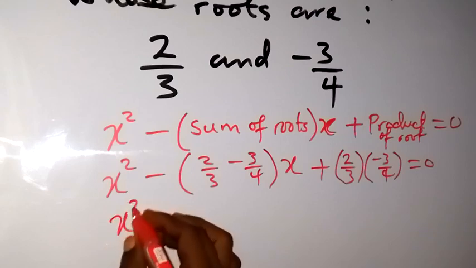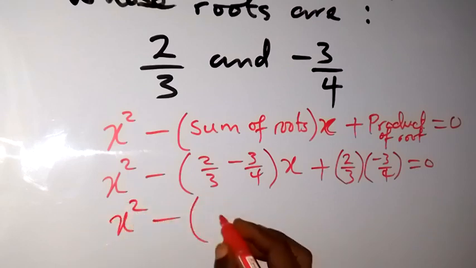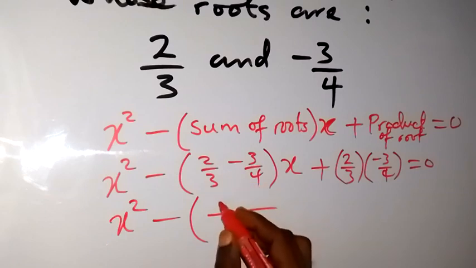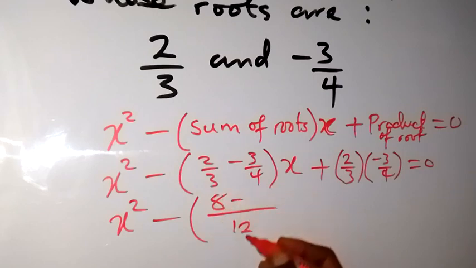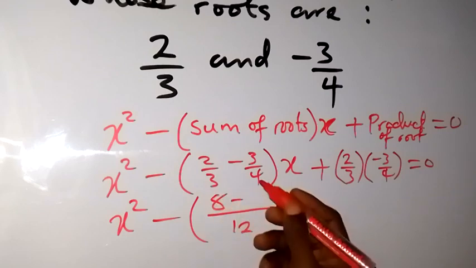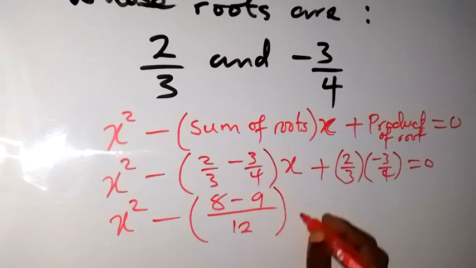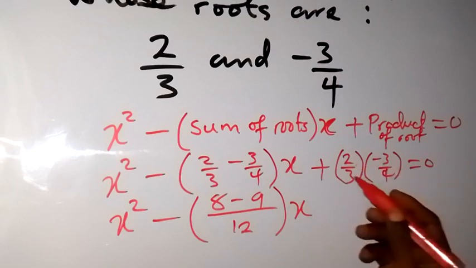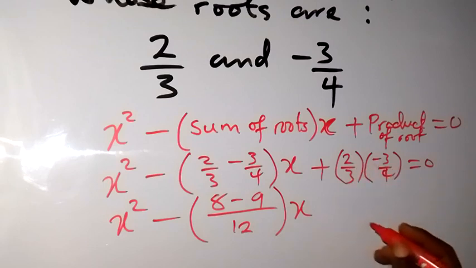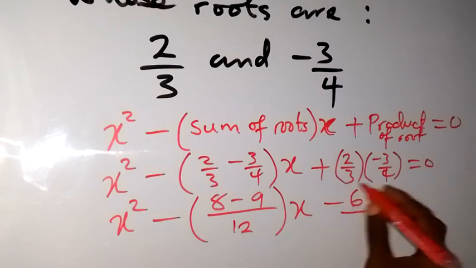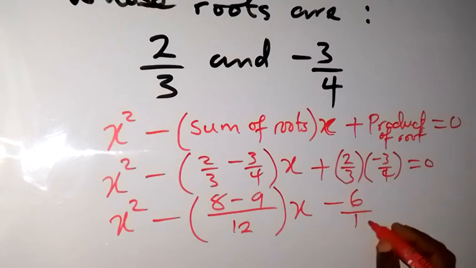By the time we solve this now, we can see that in this bracket we have x squared minus, the LCM in the bracket here is 12. 3 goes in 12, that's 4. 4 times 2, that's 8. Minus, here we have 4 going in 12, that's 3, times 3, that's 9. Then x. Then here we multiply. This will become 2 times minus 3, that's minus 6, over 3 times 4, that's 12.